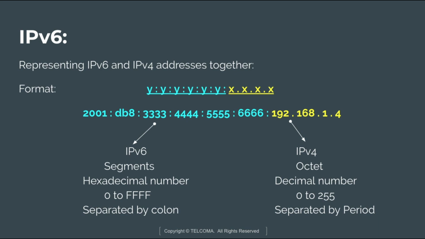192.168.1.4. Here the IPv6 segments are represented as hexadecimal numbers from 0 to FFFF, and the IPv4 addresses are represented in octet format as decimal numbers ranging from 0 to 255. In IPv6 the segments are separated by the colon, and IPv4 addresses are separated by the period or dot sign.